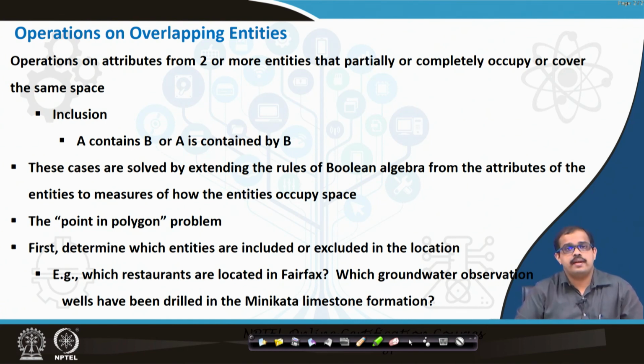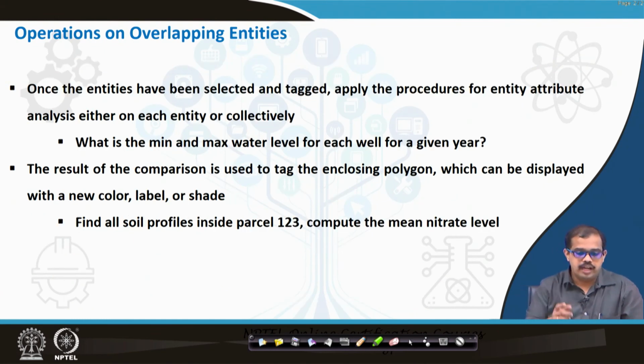These cases are solved by extending the rules of Boolean algebra from attributes of the entities to measures of how the entities occupy a particular space. The point in polygon problem can be easily understood here. For example, which restaurants are located in Fairfax, or which groundwater observation wells have been drilled in limestone formation. These are the queries that can be easily answered with a point and polygon problem. I'll go back to this in the next slide.